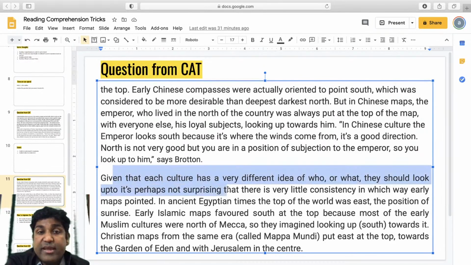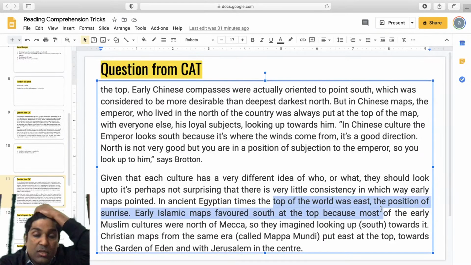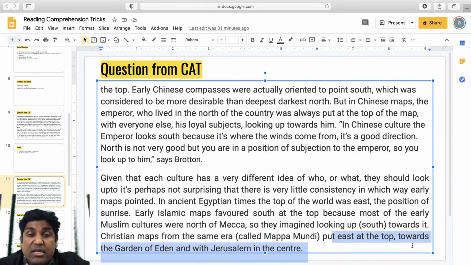Next, it says that given that each culture has a very different idea of who or what they should look up to, it is perhaps not surprising that there is very little consistency in which way early maps pointed. In ancient Egyptian times, the top of the world was east, the position of the sunrise. Early Islamic maps favored south at the top because most of the early Muslim cultures were north of Mecca, so they imagined looking upwards towards it.